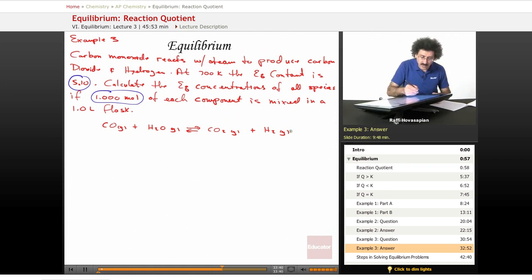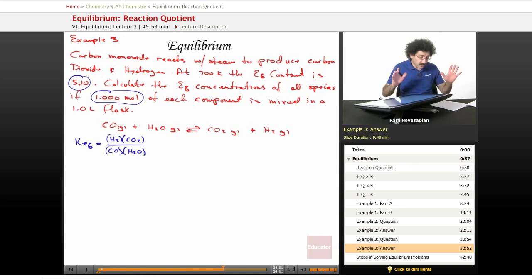So let's write the equilibrium expression for this, which is going to be the same as the reaction quotient. It is the concentration of H2 times the concentration of CO2 divided by the concentration of CO times the concentration of water. Okay? And that's also equal to the reaction quotient. So the first thing we want to do is calculate the reaction quotient to see which direction it's moving in.